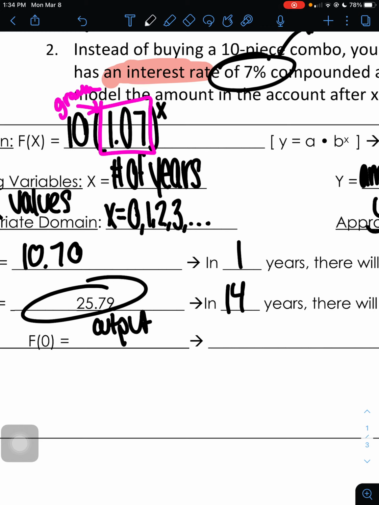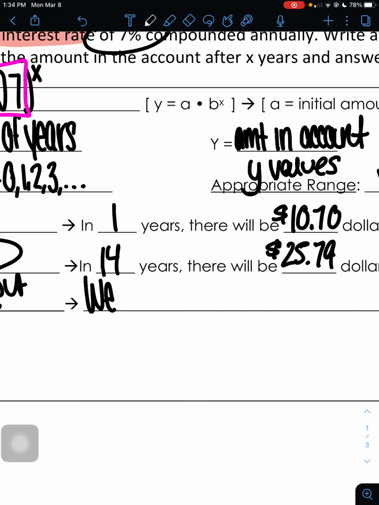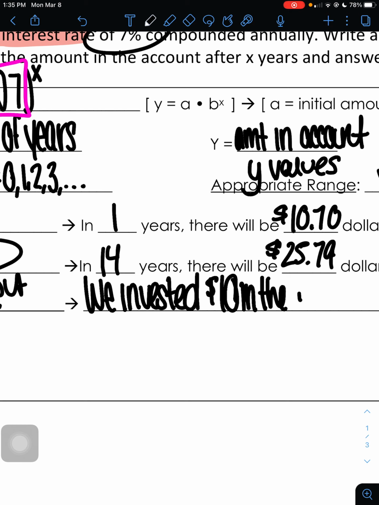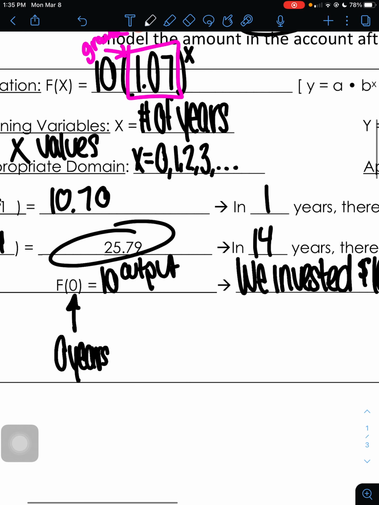Now, what does this f of 0 represent? So this 0, that's telling us that our x value is 0 years. So no time has passed by, so that f of 0 should be equal to 10. And that just tells us we invested $10 into our account. And I just want to make sure that I'm keeping up with that word initially. I want to make sure that you guys are attaching initially to that A value. So we invested $10 in the account initially. That's what that f of 0 means.